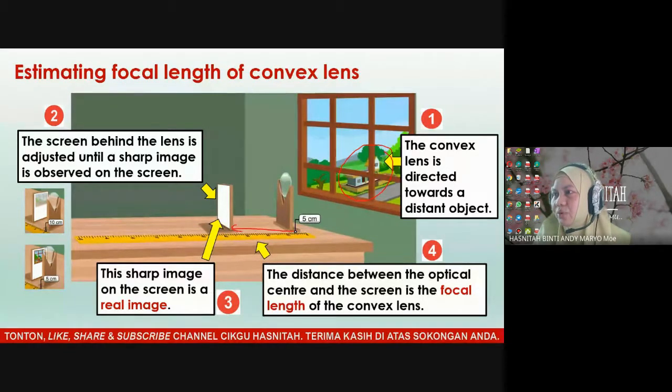This is what we call the focal length, which means when a distant ray travels parallel to the light ray, it will be focused on this point. This is how I draw it. It will be focused on this point. So this is the focal point, and this is the focal length.